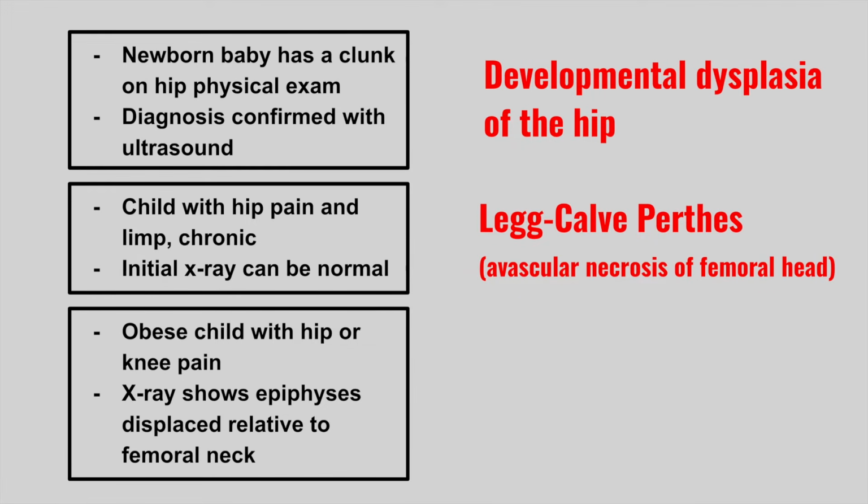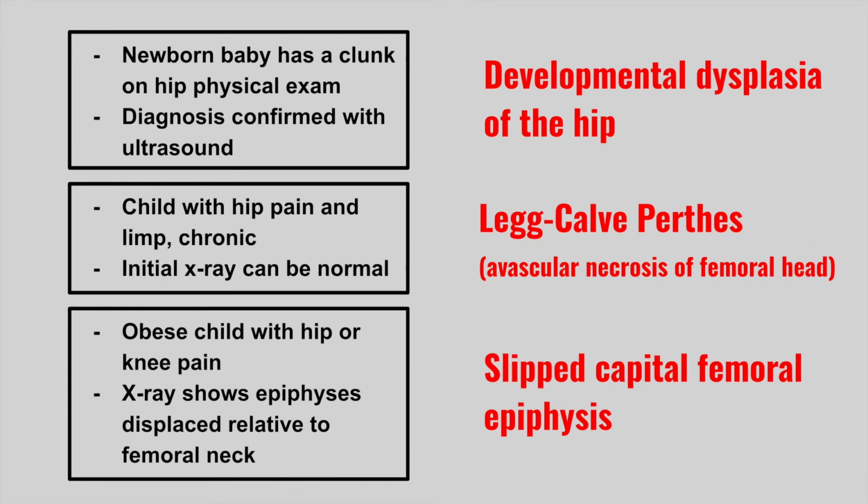Next, we have an obese child with hip or knee pain, and the x-ray shows the epiphysis displaced relative to the femoral neck. It looks like an ice cream slipping off the cone. So this is called slipped capital femoral epiphysis. So usually they'll mention a chubby kid who has some sort of pain, and you want to think about this condition.